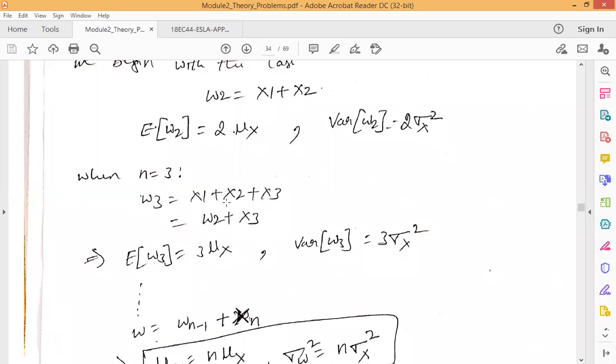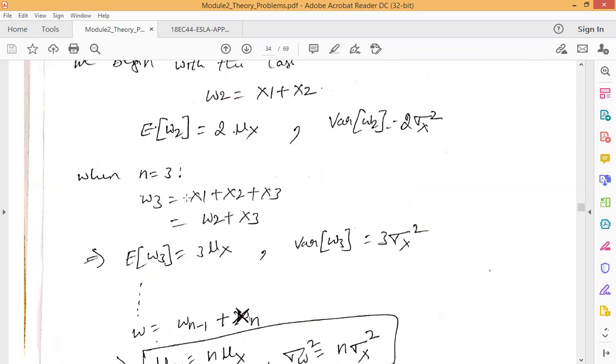For W2 we have calculated the mean as well as the variance. So using that, we can also get the mean of W3 as well as the variance. We can write the expectation of the new observation W3 as 2 mu x plus expectation of x3. The expectation of x3 is also mu x. By substituting that, it results in the value 3 mu x. Similarly, the variance of W3 is equal to 3 sigma x square.